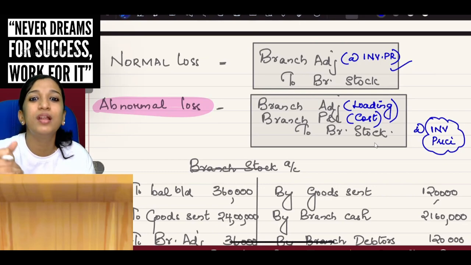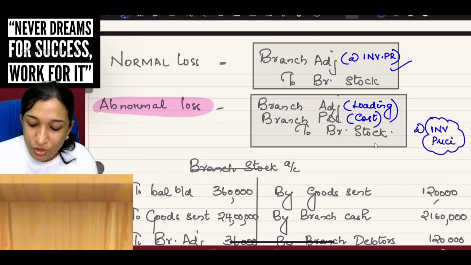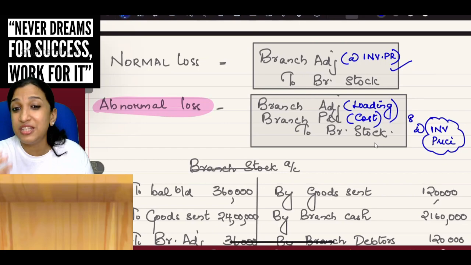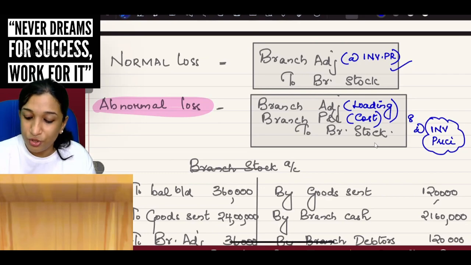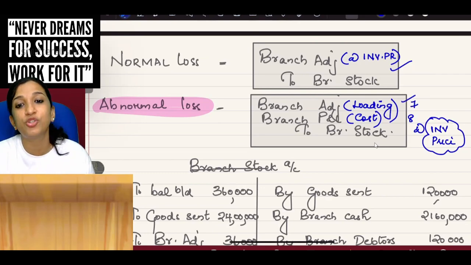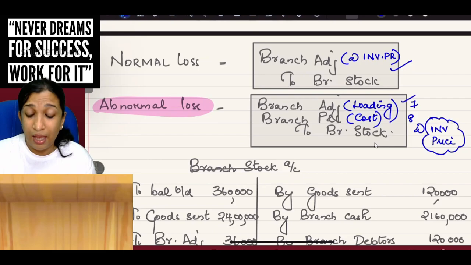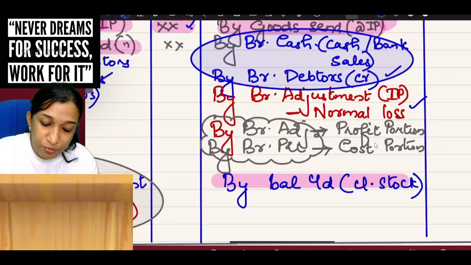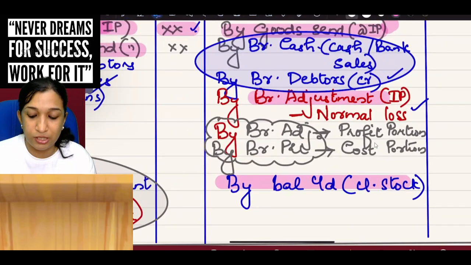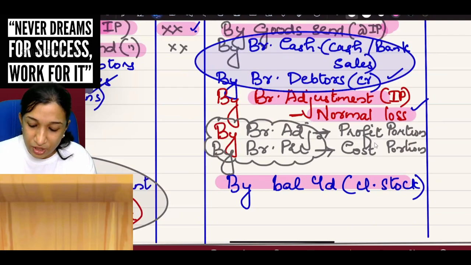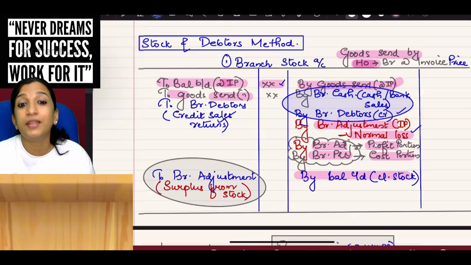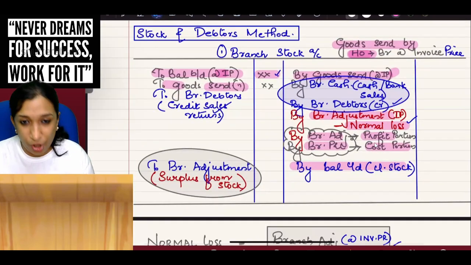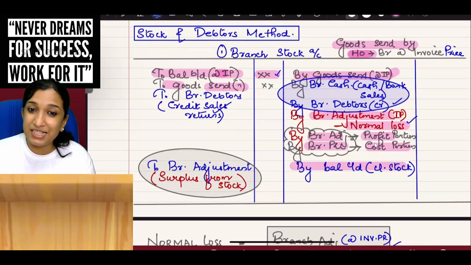How much is my actual loss? My actual loss is only 8. The rest was my dream to sell it at a higher price. That was not my actual loss. So that 7 rupees loading should be transferred to branch adjustment account. Branch adjustment account with the loading, and branch P&L with the cost portion. These are the maximum entries that can come. So I recorded everything, balance it.